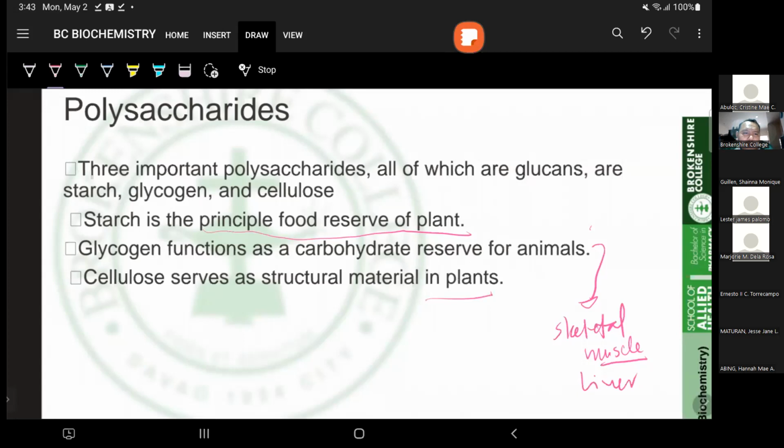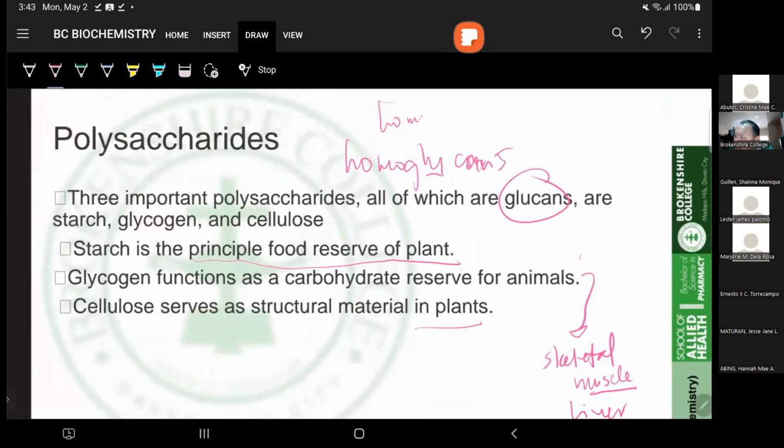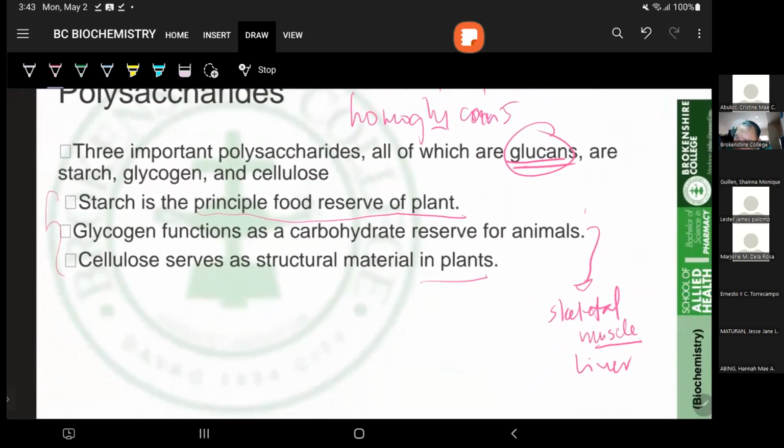So again, these are examples of polysaccharides under glucans, which are homoglycans, or homopolysaccharides. In these three, it is only glucose, a chain of glucose, either linear or branched. Our starch could be either linear or branched.